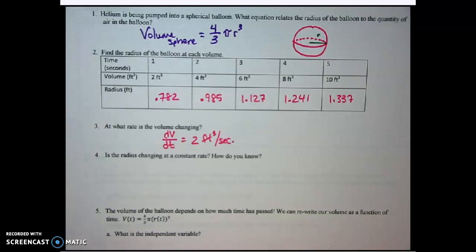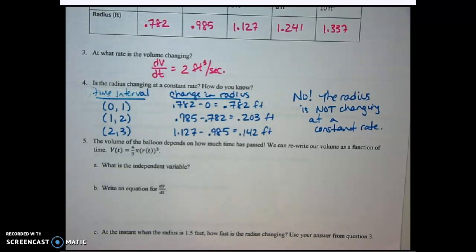Question 4: is the radius changing at a constant rate? How do you know? Again, pause the video and take a look at your radius and see if it's changing at a constant rate. If we look at each of the time intervals, from 0 to 1 second, it changes 0.782 feet. From 1 to 2 seconds, the radius changes 0.203 feet, and from 2 to 3 seconds, it changes 0.142 feet. So no, the radius is not changing at a constant rate.